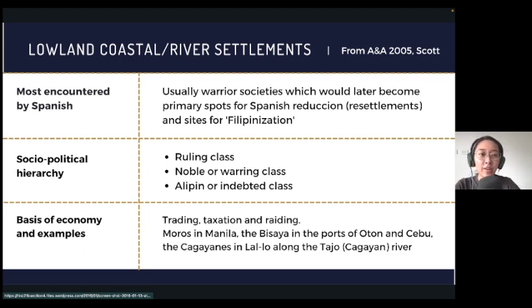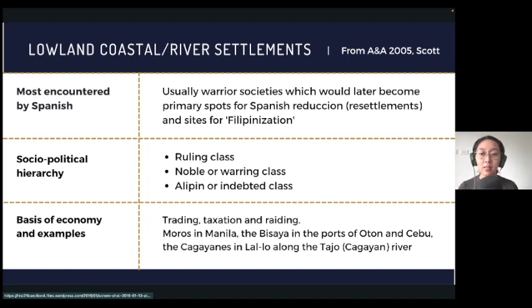For instance, they're the ones you find in Manila, and even along the Lalo, even in the Tajo or Cagayan River, di ba? So, along the Tajo or Cagayan River, and even in Cebu. So, ito yung mga mas malalaking settlements na nahanap ng mga Espanyol dito. And they would become primary sites for Filipinization or reduction later on.